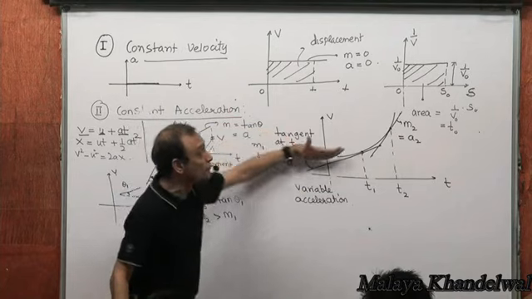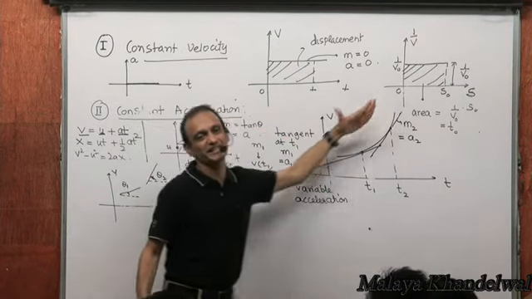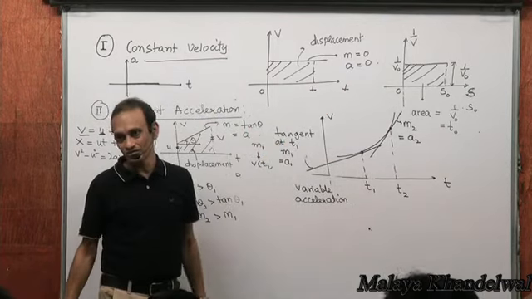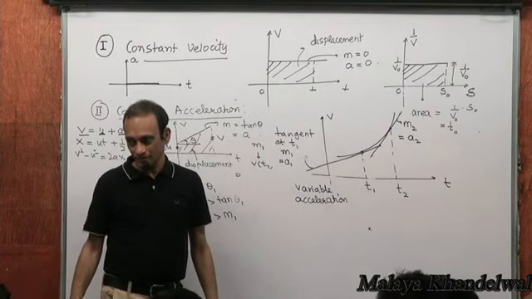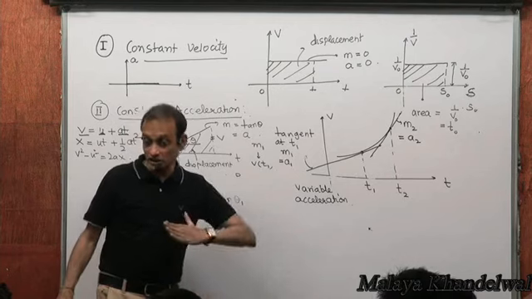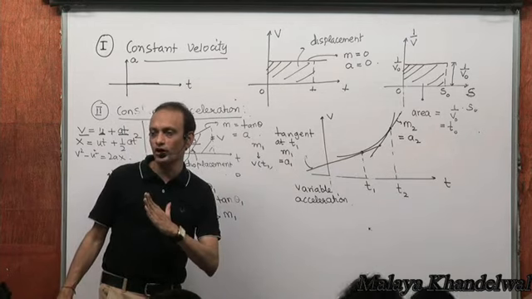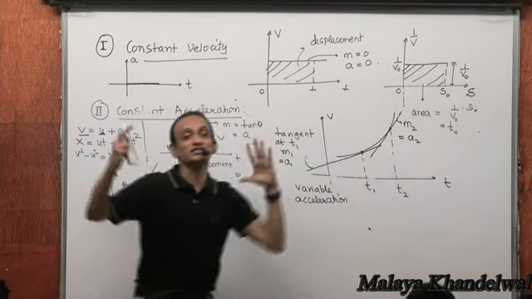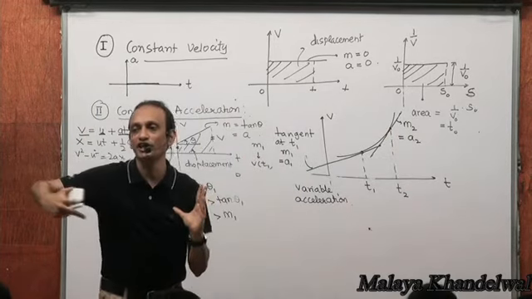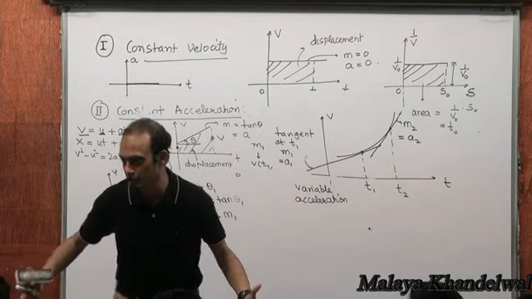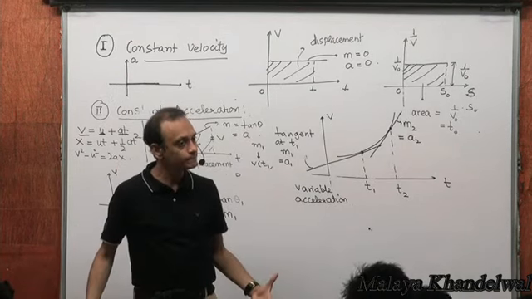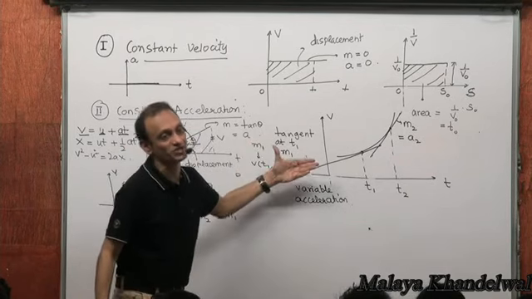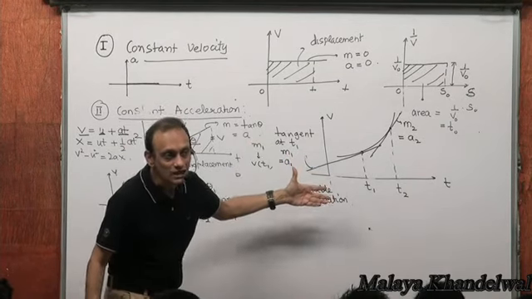So this is a case of increasing acceleration. Yes or no? Because the tangents are progressively becoming more and more vertical. If the tangents are becoming more and more vertical, accelerations are growing in magnitude. So if this was the velocity, and of course, it's not a case of constant acceleration, as you can see.